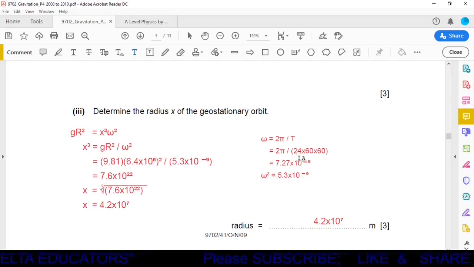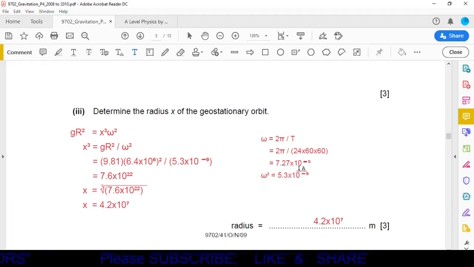Now we have to convert this 24 hours into seconds. So we have to multiply by 60 into 60. So omega is equal to 2 pi over 24 into 60 into 60. And by solving this one, we got 7.27 into 10 power minus 5. Here in the formula it is omega square, that's why we have taken the square of this value. So omega square will be equal to 5.3 into 10 power minus 9.